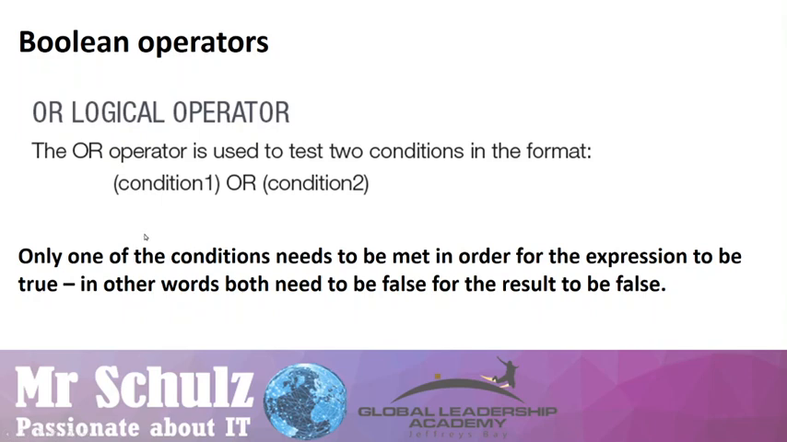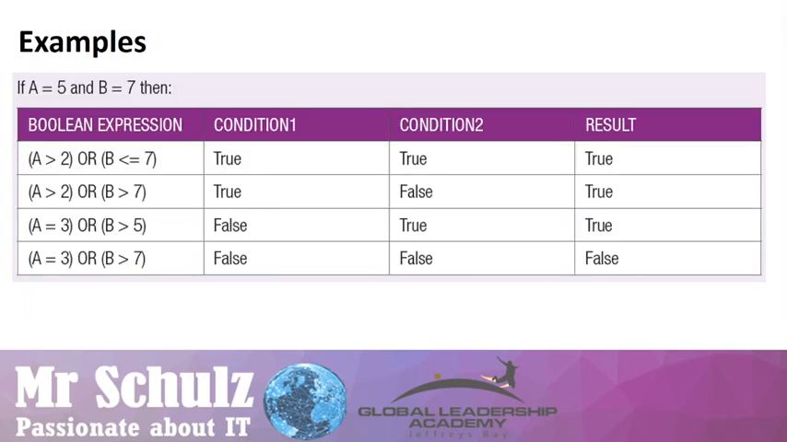That means in our example, or in our questions that we were asking, grade 10s or males, both of them or just one of them has to be true in order for it to work out, to get a result. In our example, again, same numbers. This time we're using the OR operator. So A bigger than 2, which is true, or B is smaller or equal to 7, which is also true, so the result will be true.